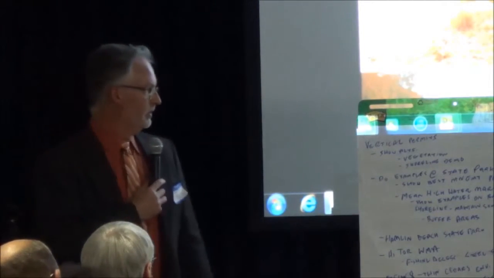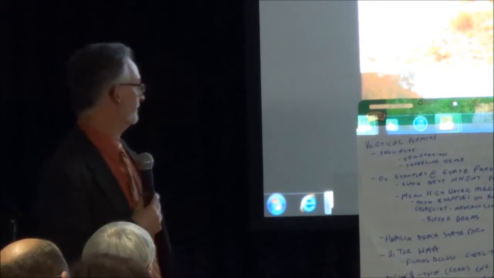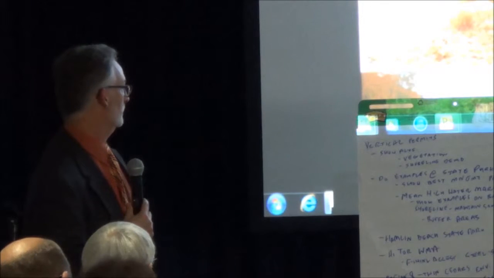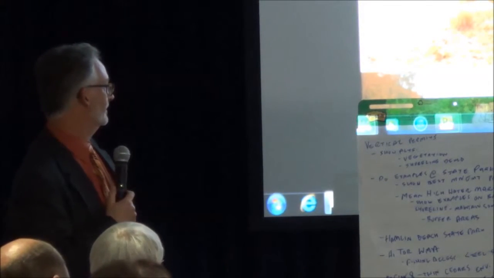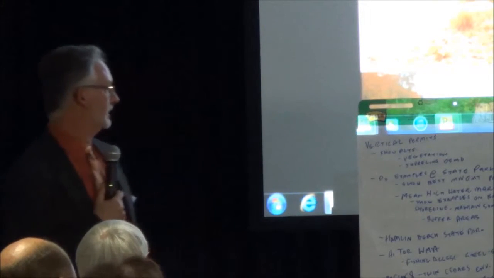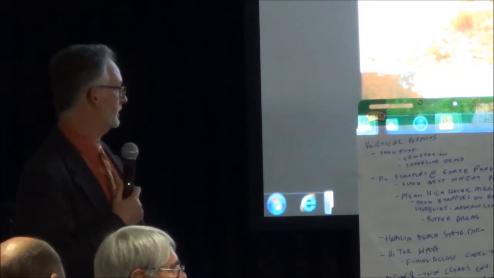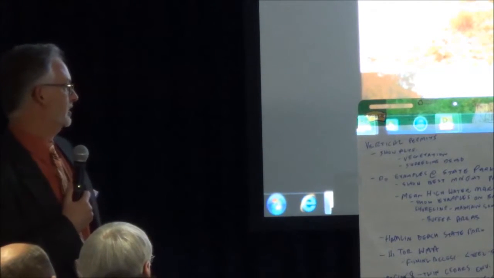There are a lot of permit requests that come in for vertical structures. We want to showcase some different ideas where you have vegetation and shoreline demonstration projects. Do examples again at state parks and show the best management practices there.